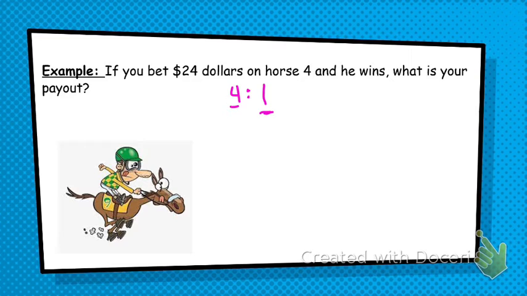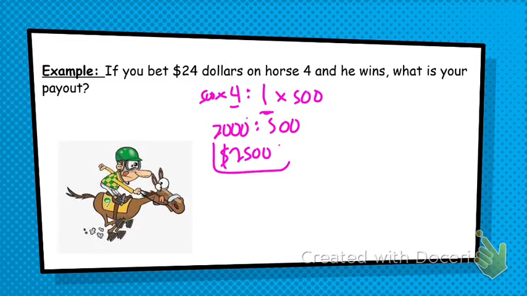So if I bet $500, that's $500 more than the minimum. So if I bet $500, I end up taking home $2,500. I profit $2,000, and I get my $500 I spent back. So this would be what I would take home.